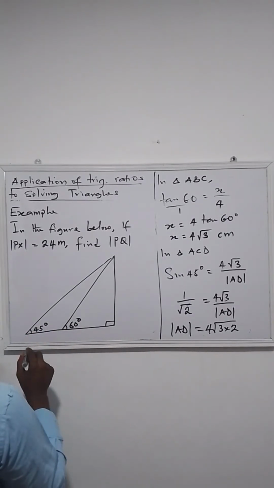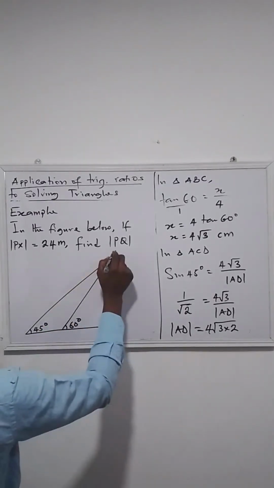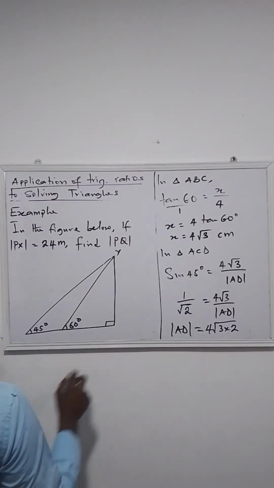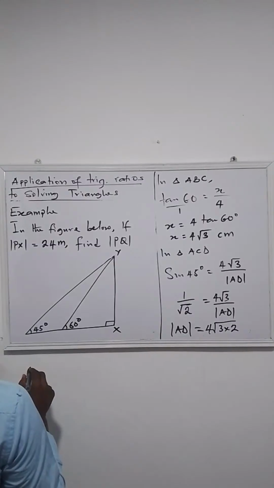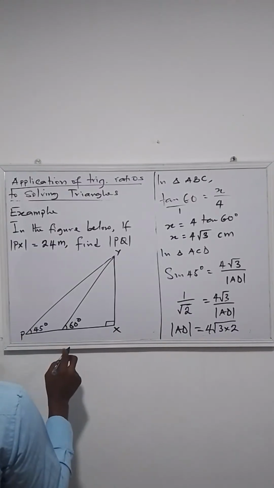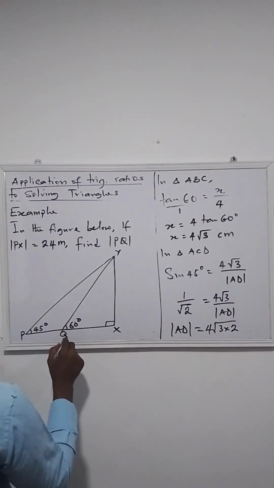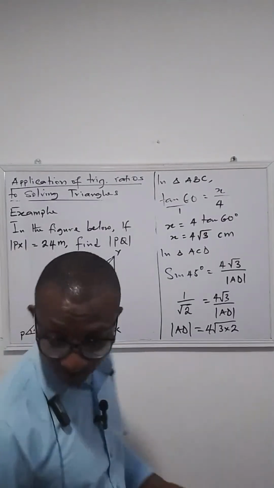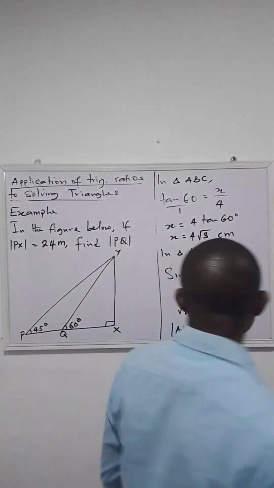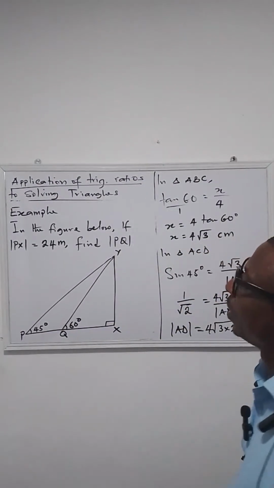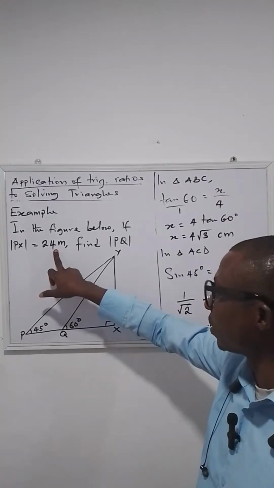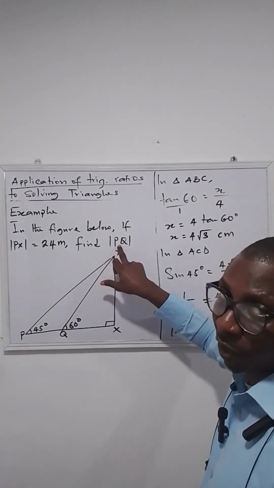In this, 60 degrees. So we have Y, P, X, this X, and this is P, and this is Q. Okay, all right, so that is the question. Now in the figure below, if length PX is 24 meters, find length PQ.